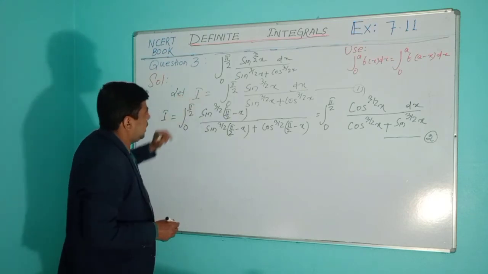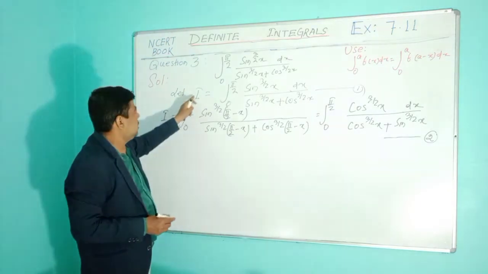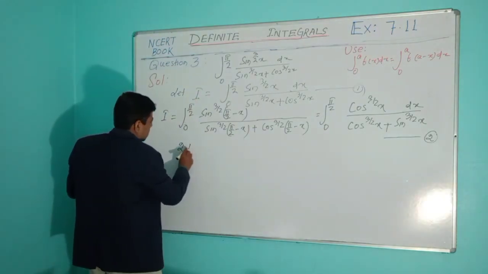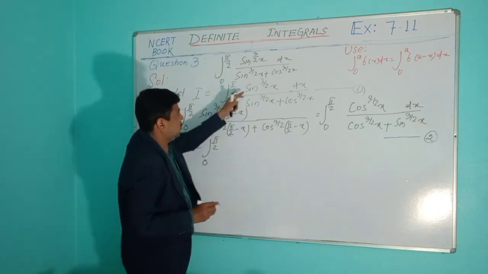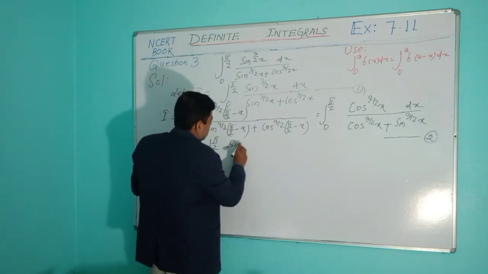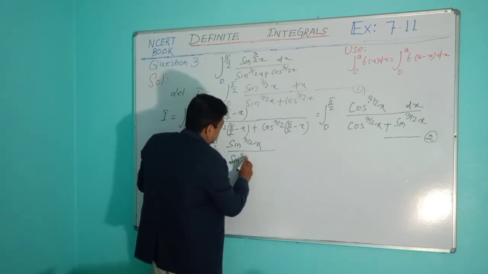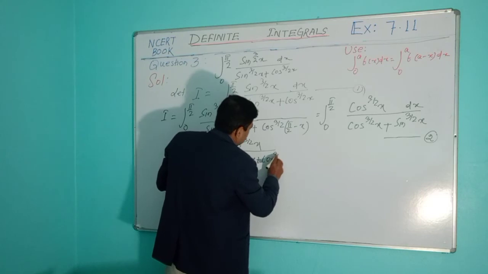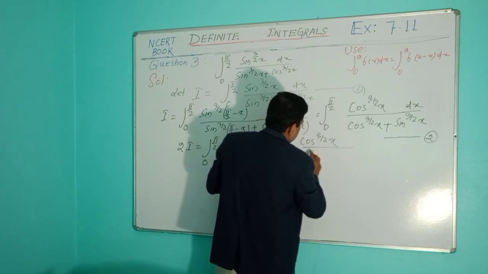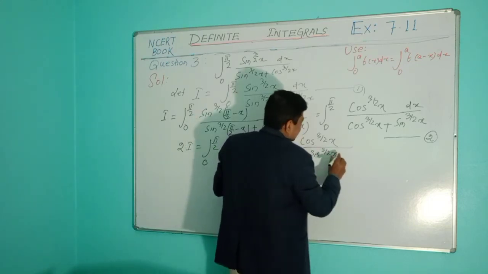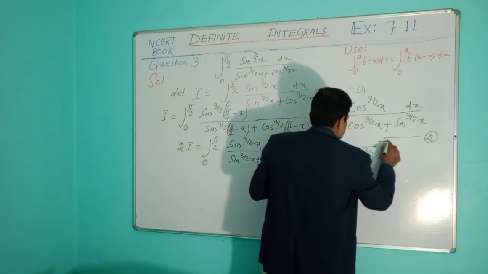Whenever you are adding equations 1 and 2, we have to add LHS to LHS and RHS to RHS. Now you see, I plus I is 2I, and here the integration from 0 to pi by 2. Adding, it will be sin to the power 3 by 2 x divided by sin to the power 3 by 2 x plus cos to the power 3 by 2 x, plus cos to the power 3 by 2 x divided by sin to the power 3 by 2 x plus cos to the power 3 by 2 x. Is it clear? And this is dx.